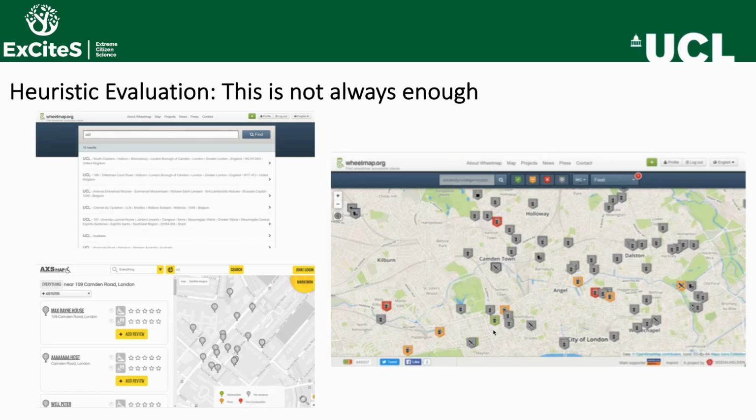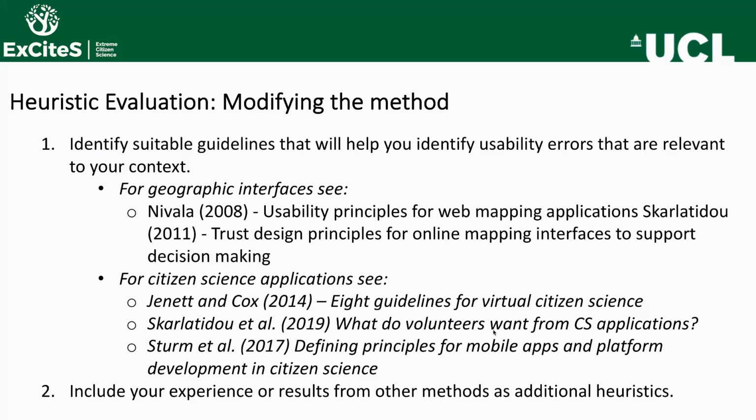Or another way to deal with that is to use heuristics that can be found in the literature. So we can identify suitable guidelines that will help you identify usability errors that are relevant to your context. And there are some, as I mentioned before, that focus explicitly on geographic interfaces and citizen science applications.